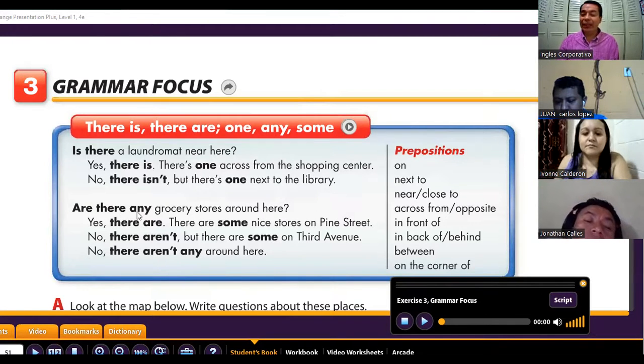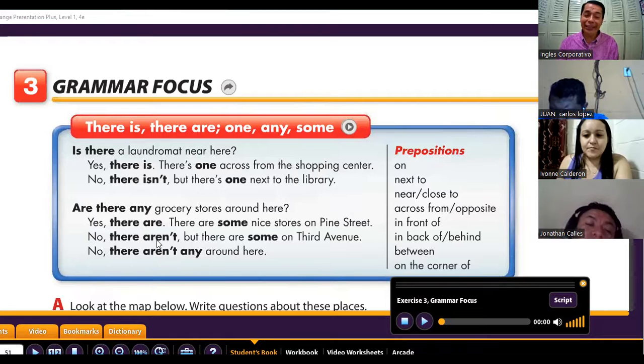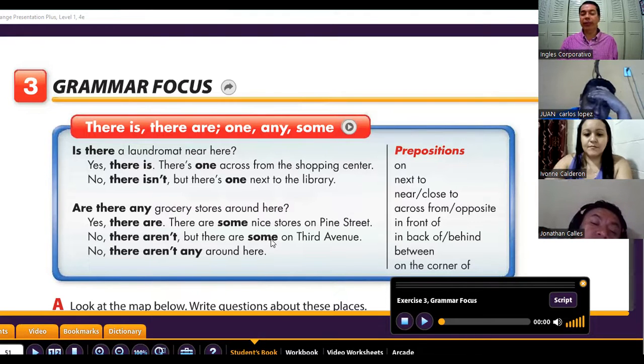Are there any, now in this case it's plural, right? Are there any grocery stores around here? Yes, there are. There are some, notice, affirmative, eh? There are some nice stores on Pine Street, la calle del Pino. Pine Street, right? Or, no, there aren't, but there are some on Third Avenue. Or, no, there aren't any around here. Any is for negative, some is for affirmative, right?